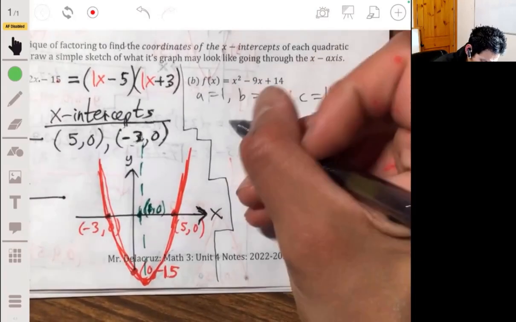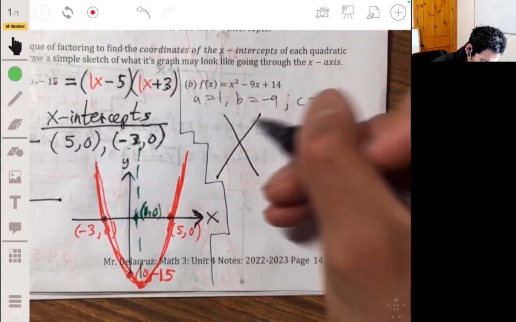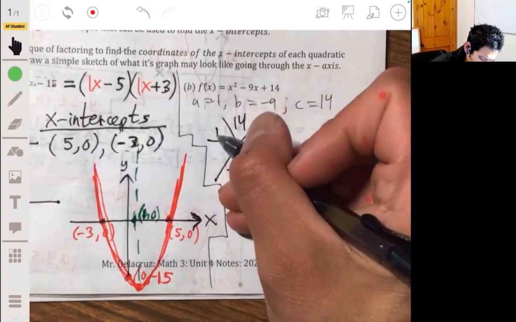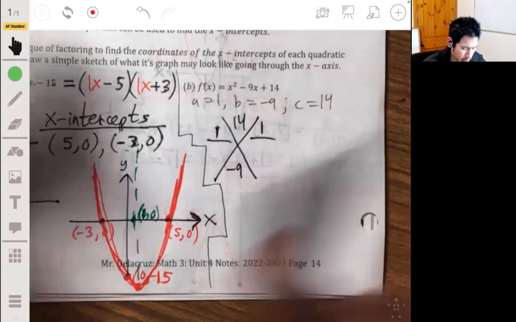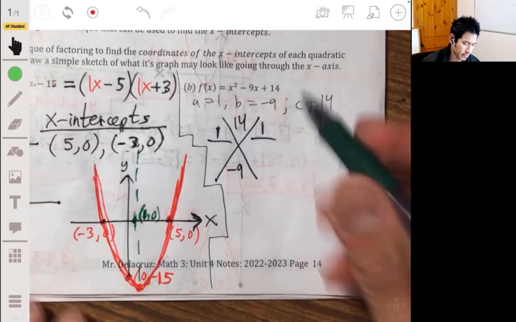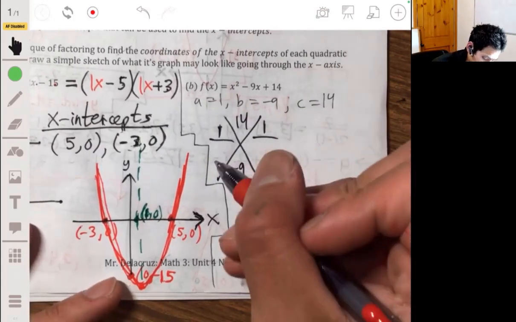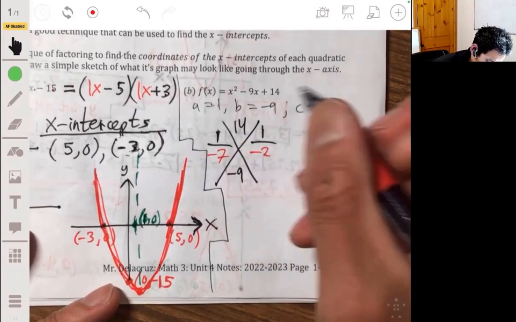Set up our x games. A, C on the top, so 14. B in the bottom, negative 9. A over something, 1 over something. Two numbers that multiply to 14 and add to negative 9. Negative 7, negative 2.